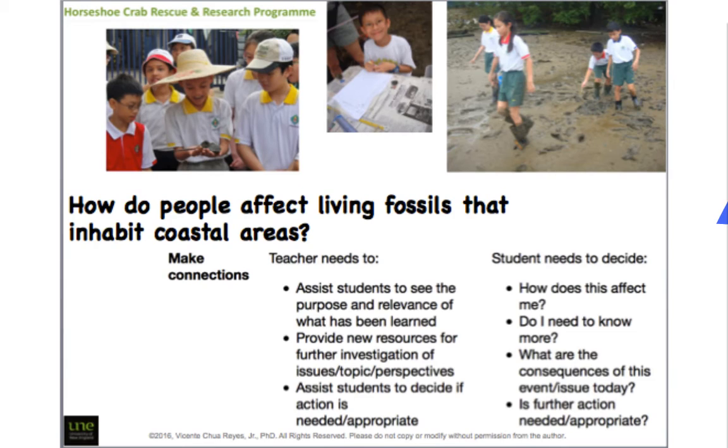And then the students need to decide, how does this affect me? This is making connection, making it relevant. Do I need to know more? What are the consequences of this event or issue today? Is further action needed, appropriate? So making connections is absolutely important.